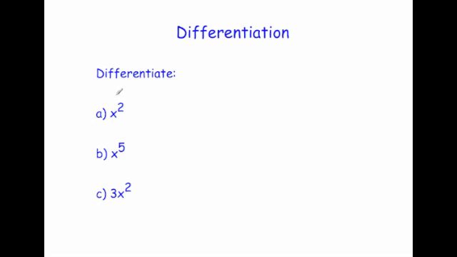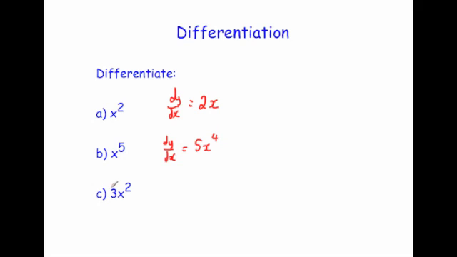So first of all, we've been asked to differentiate x squared. So to differentiate that, you're going to get dy by dx is equal to, bring the power down, so 2, and then x, and reducing the power by 1 would then be 1, but you don't need to write that, so the answer would be dy by dx is equal to 2x. Next, we're going to differentiate x to the power of 5. So again, dy by dx. Okay, so you're going to bring down the power, so it's going to be 5x, and then reduce the power by 1, so it's going to be to the power of 4.